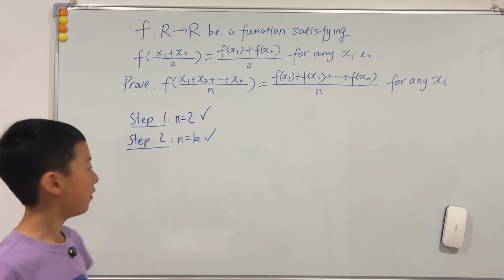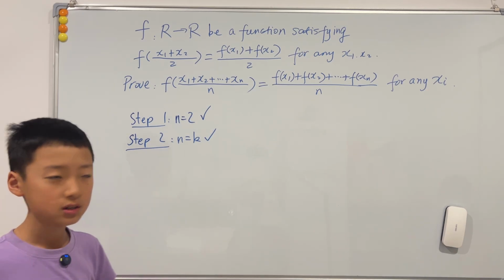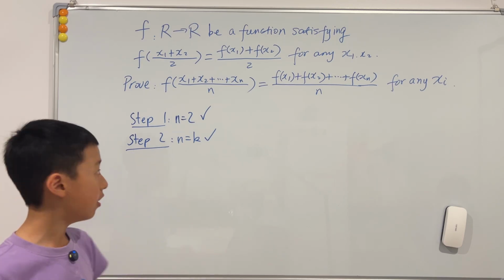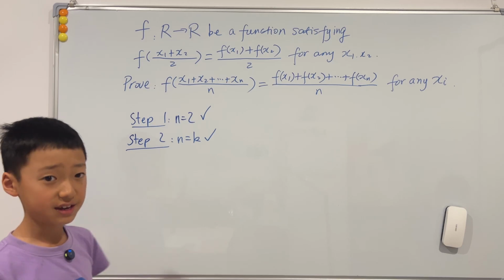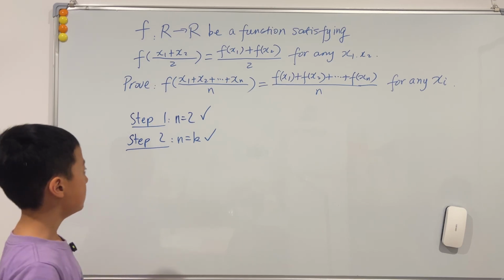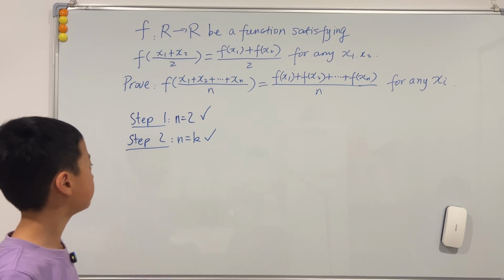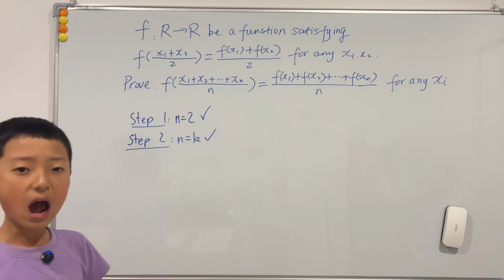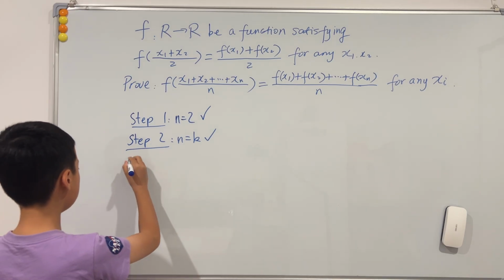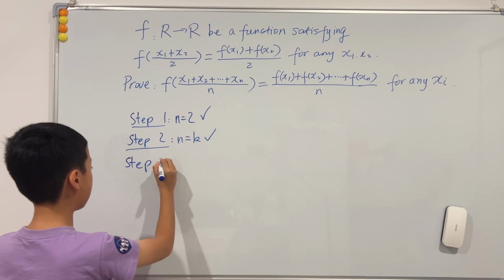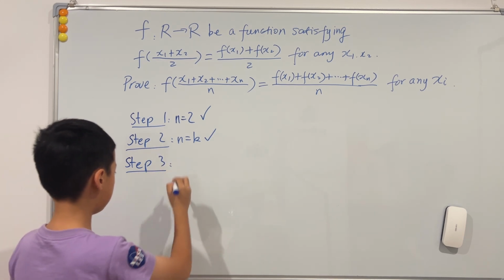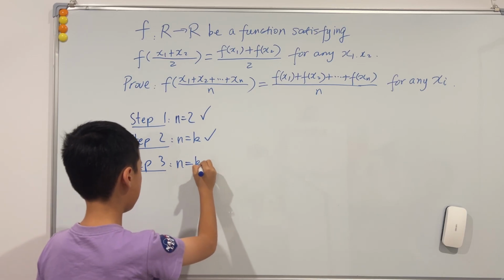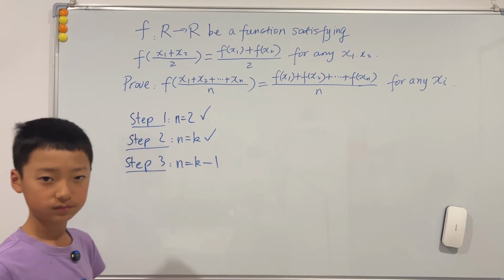So an example of how step 3 is very hard: it is even very, very hard to prove from n equals 2 that n equals 3 is true. It's still very hard. So in our video, I'm going to do something called backwards induction, where we want to prove it is true when n is k minus 1.